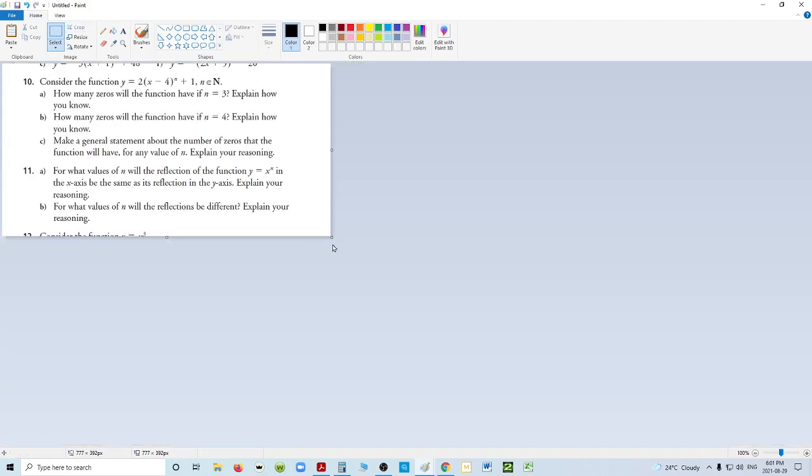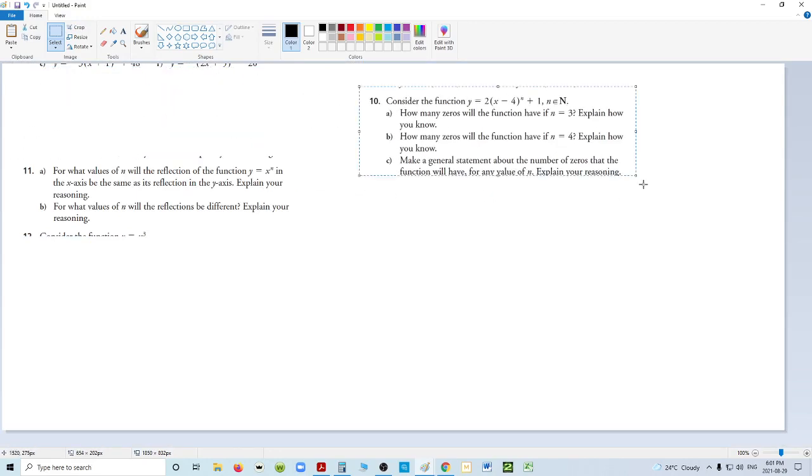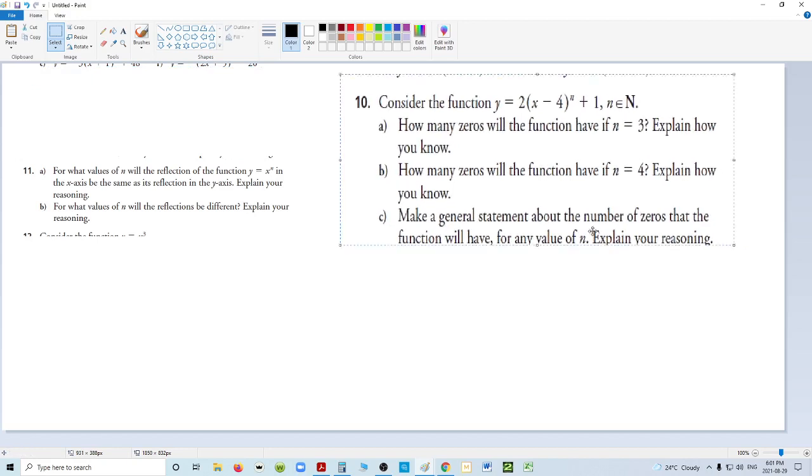Okay, all right, let's have a look. You have a function like this, and we don't know what power it's to. How many zeros will the function have if n is equal to 3? Well, any cube root can only go through the axis... well, no, that's not true. It can go through the axis 3 times, 2 times, and a minimum of 1 time.